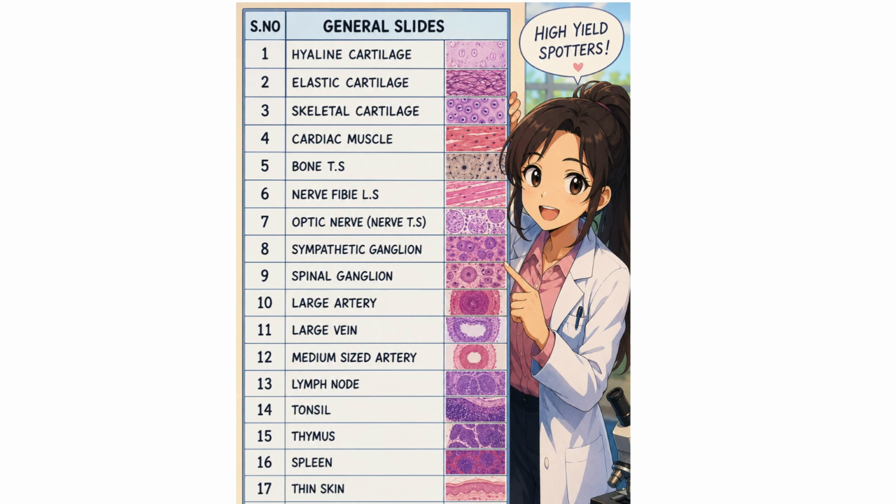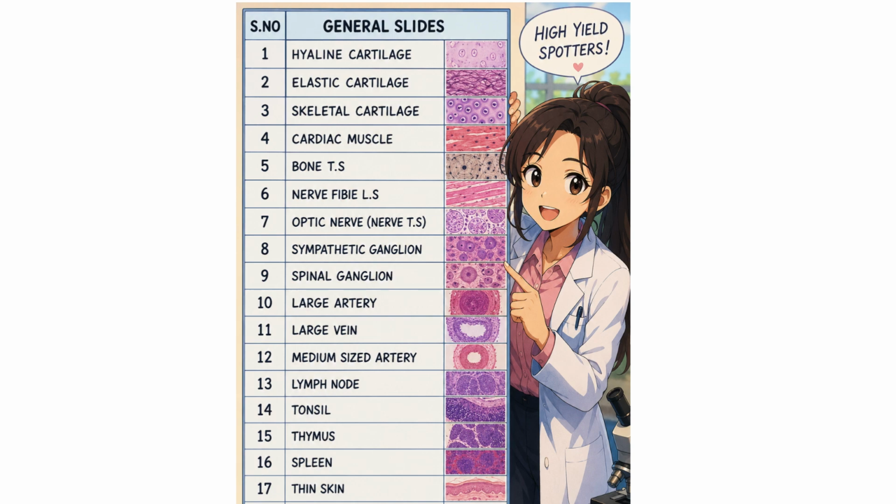For tonsil, it is lined by stratified squamous epithelium with deep crypts. Lymphoid follicles with germinal centers are beneath the epithelium. There is no true capsule, only partial capsule.